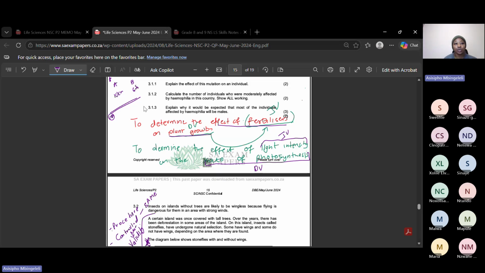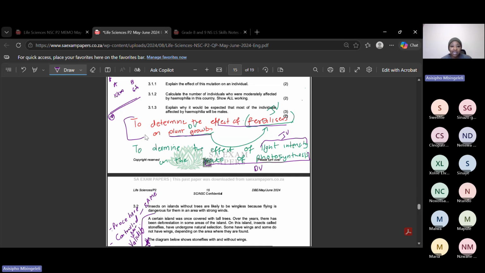Then they want you to conclude. What have we done? Plant A, we were adding a fertilizer. And at the end of the investigation, the height of the plant was 10 centimeters. Plant B, we were not adding a fertilizer. And what was the height of the plant at the end? 6 centimeters. What was the aim? To determine the effect of fertilizers on plant growth. What will be your conclusion? What can we conclude on here?